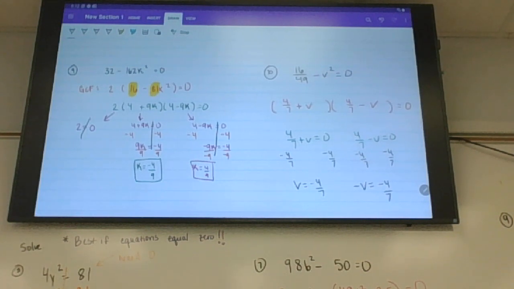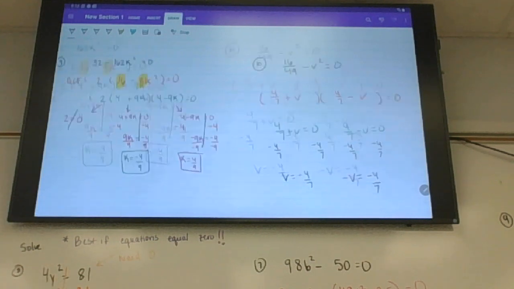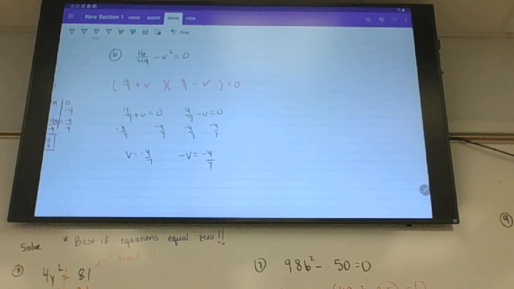This one has the V second. So I end up with a negative V. I have to divide by negative 1. I'm just going to cancel that, which will make it a positive 4 over 7. It was a factoring marathon. It's really only 13 problems. We're going to do it all over again tomorrow.